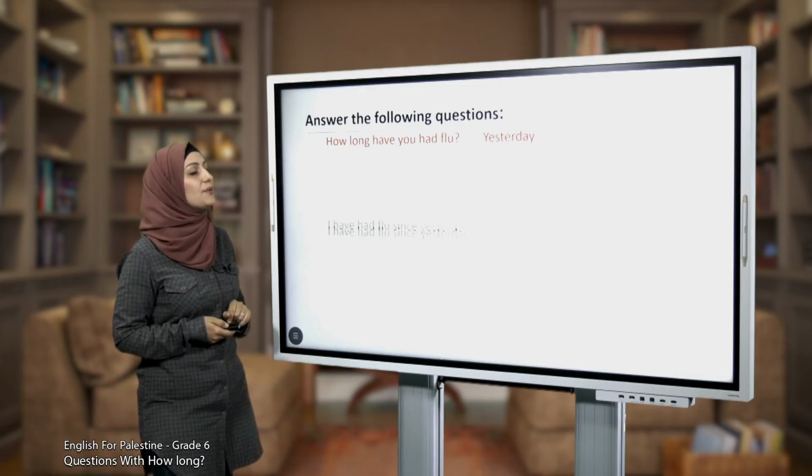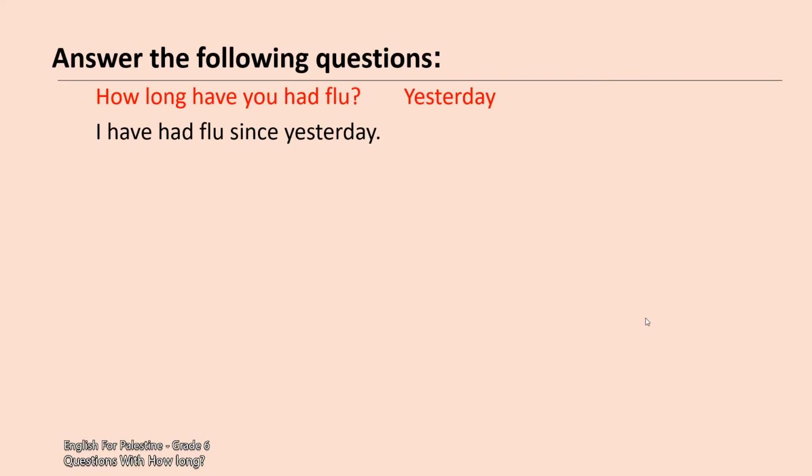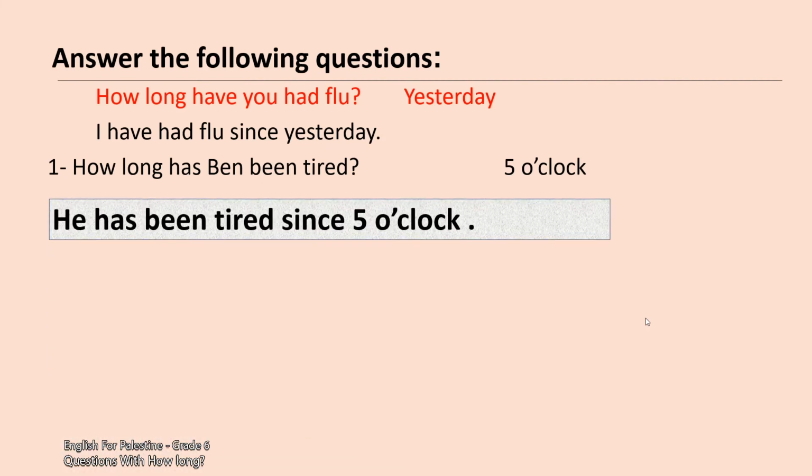Let's answer the following questions together. How long have you had flu? You have to use the word yesterday. Okay, look at the answer. I have had flu since yesterday. Why? Because yesterday shows us when the action has started. So we use since. How long has Ben been tired? 5 o'clock. He has been tired since 5 o'clock.